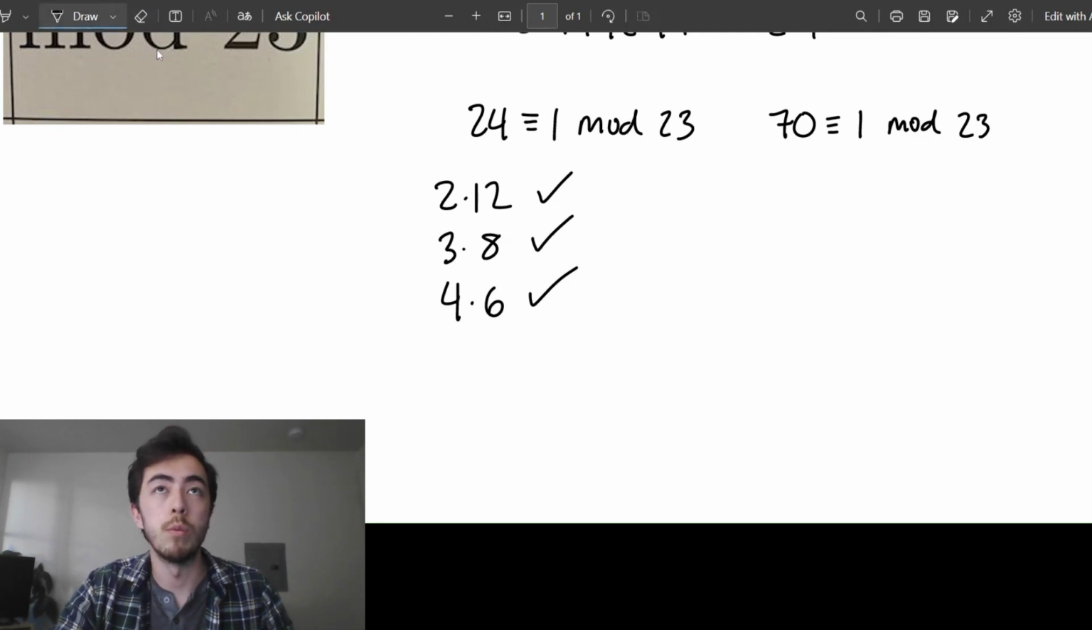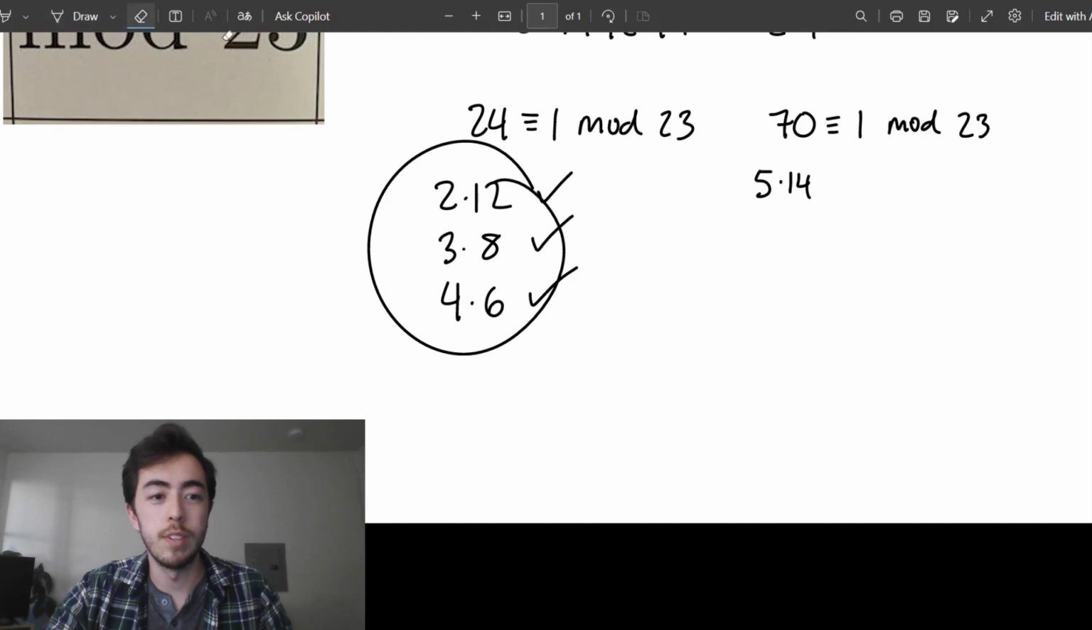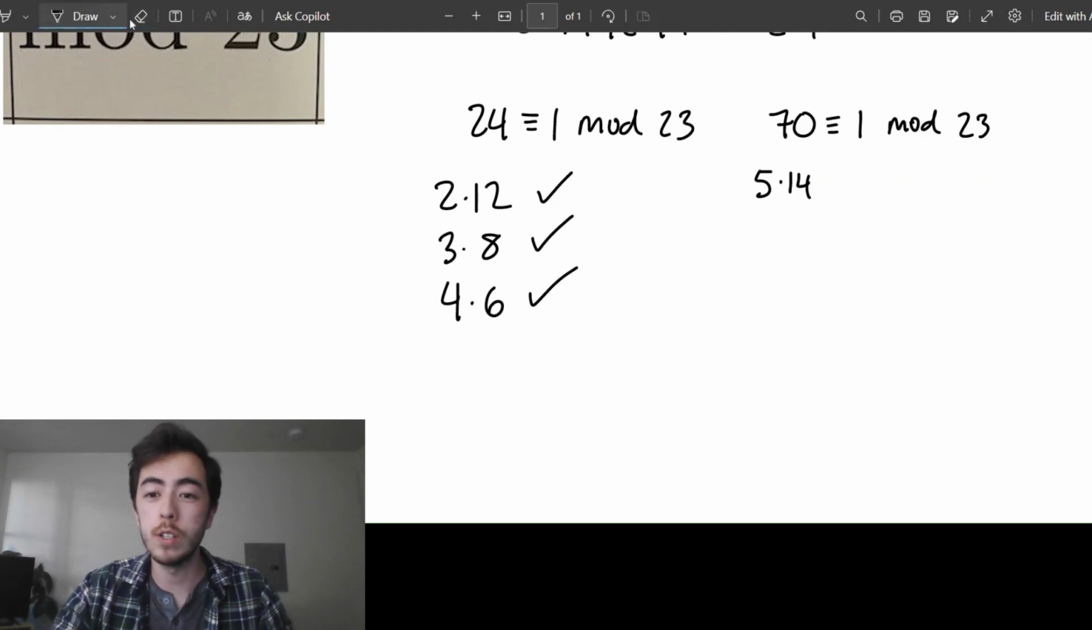I can't do 3 times anything to get to 70. I've already done the 4. 5, I could do 5. 5 times 14 is equal to 70. And I don't see any of those numbers, 5 nor 14, showing up over here. So I think I found another inverse pair.